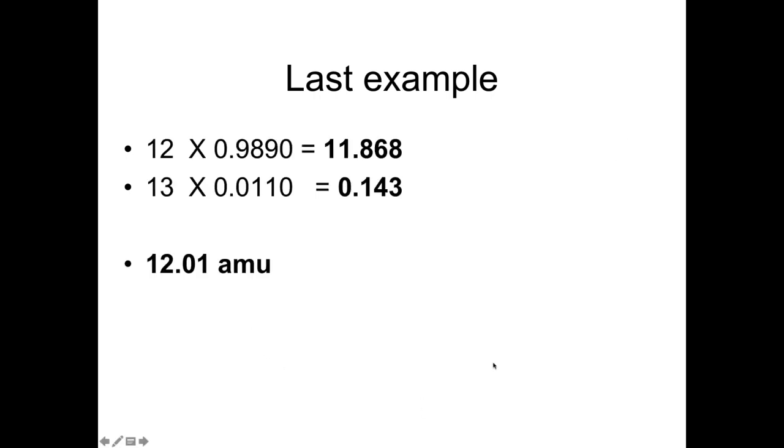Okay, so what's going to happen is 12 times 0.9890 will give us 11.868. 13 times 0.0110 will give us 0.143, and that'll get us an atomic mass of 12.01 AMU.